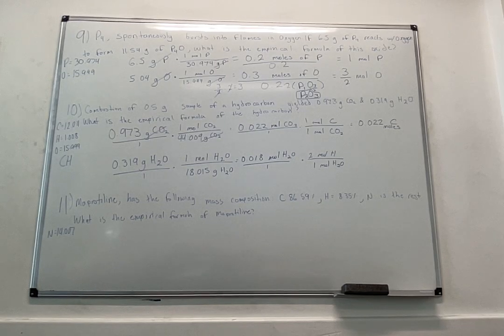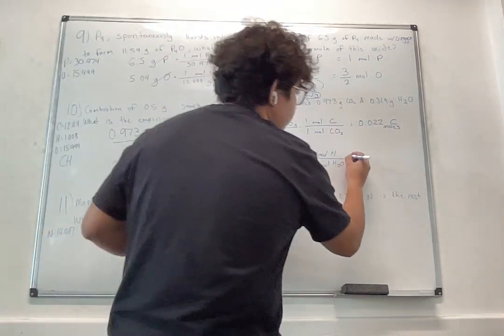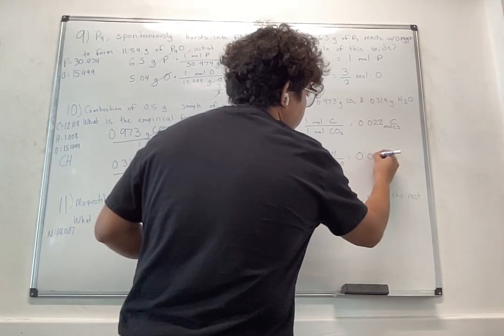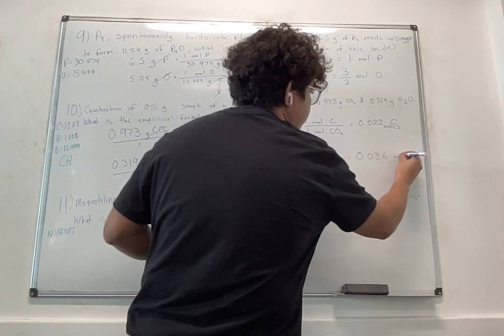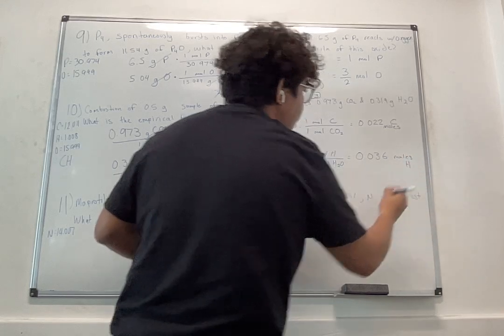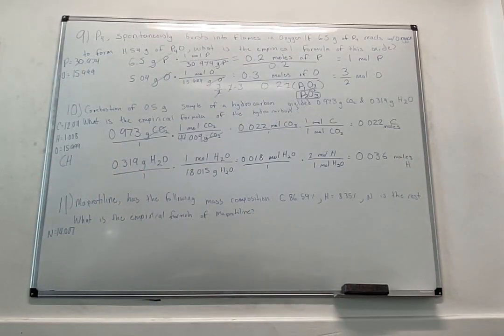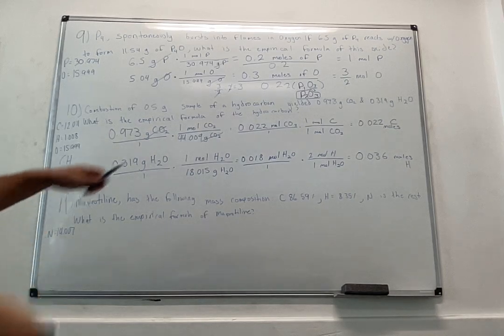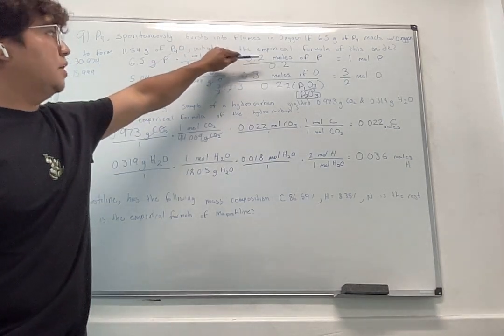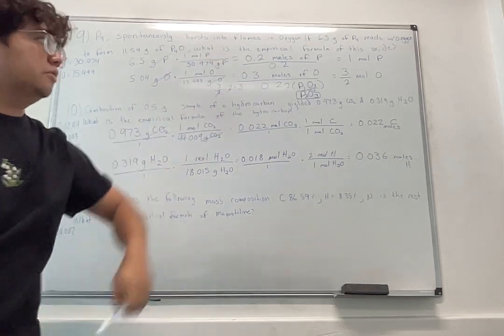for every mole of H2O, we've got 2 moles of hydrogen. So remember, this time we're going to multiply 0.018 times 2. And this should give us 0.036 moles of hydrogen. Now remember the step that I told you guys that is necessary for empirical formulas is dividing by the lowest number of moles.